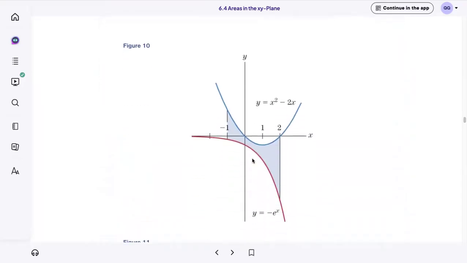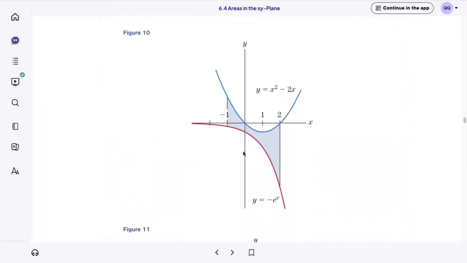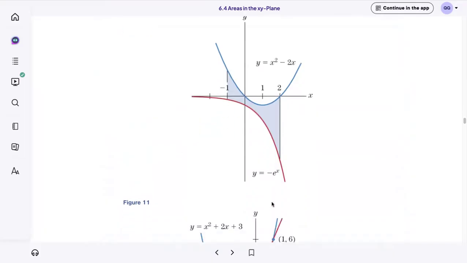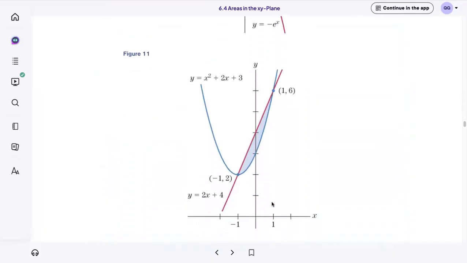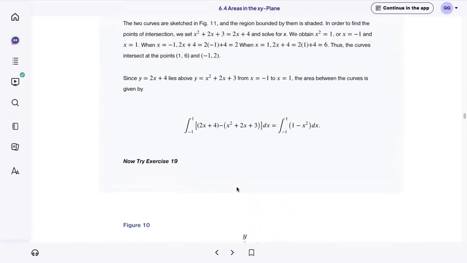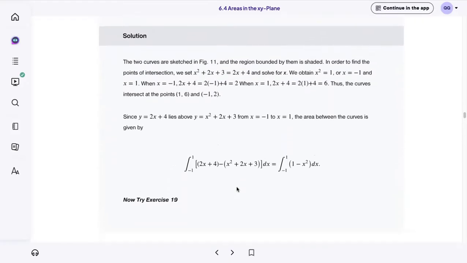We don't have a graph. Oh, that's the graph for the previous one. For the previous one, we see x squared minus 2x is above negative e to the x. So this is for this question. So we have to have the graph, right? Once we have the graph, we see the line is actually on top of the parabola from -1 to 1. So we need to have the graph.